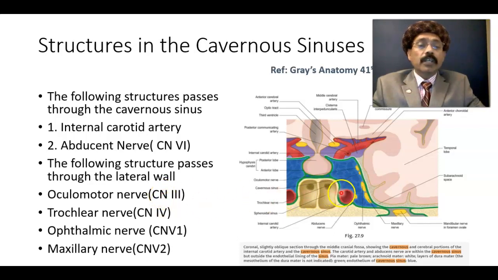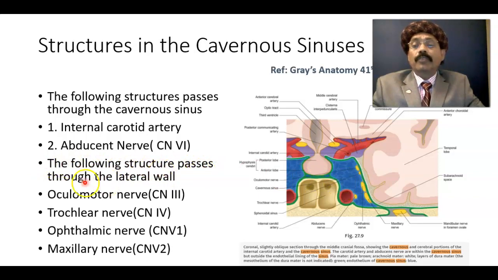The internal carotid artery is accompanied by a plexus of sympathetic nerves and veins. Also, close to the internal carotid artery, we have the abducent nerve, the sixth cranial nerve. That is a very important nerve for the lateral rectus muscle, an extraocular muscle. So the internal carotid artery and abducent nerve go through the substance of the cavernous sinus.